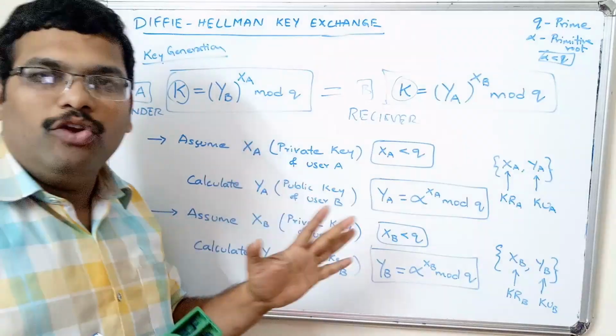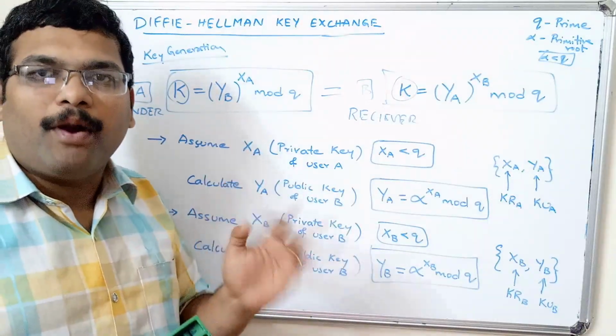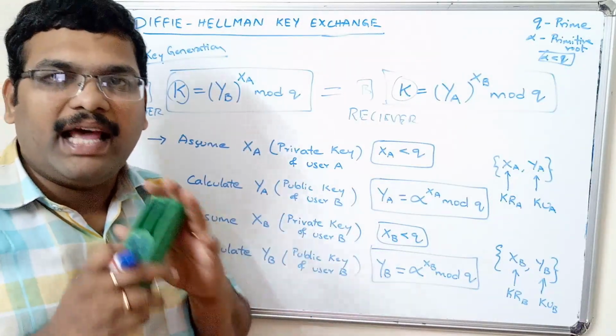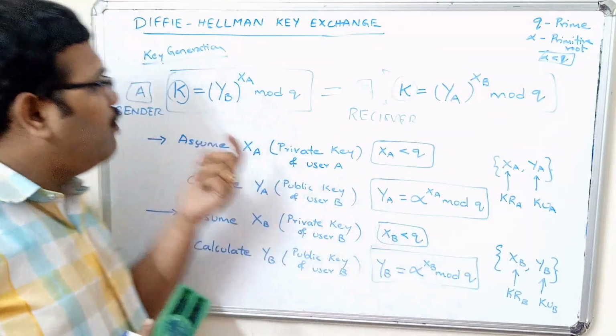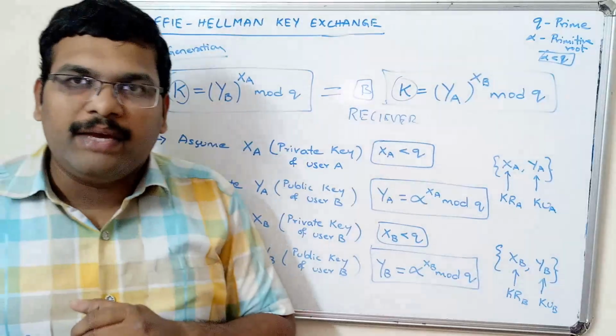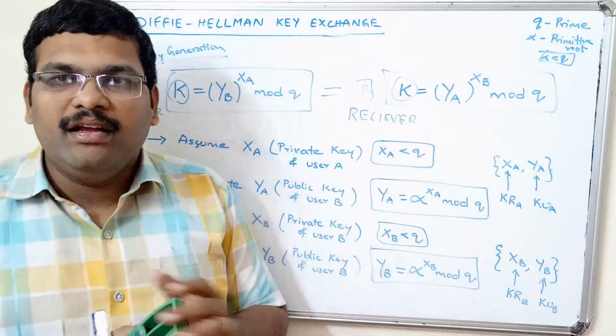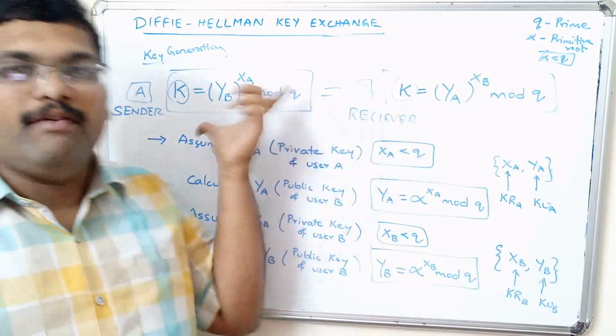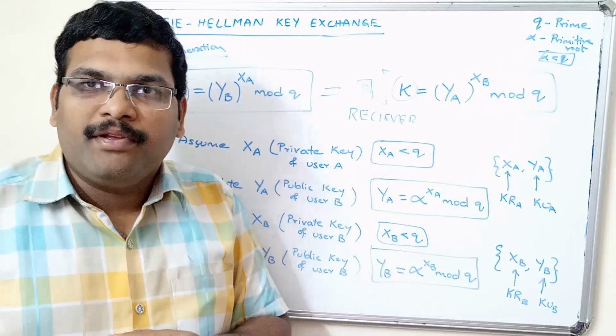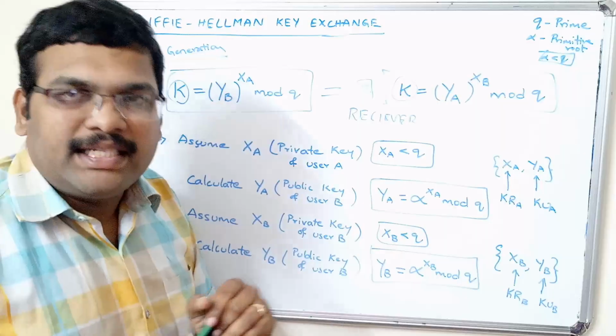Now let us have a look at a simple problem so that you can get clarity about this primitive root, how to select that primitive root, and how this k will be equal. So without any sharing, only by calculations, both the k values will be equal. So let us start the example problem.